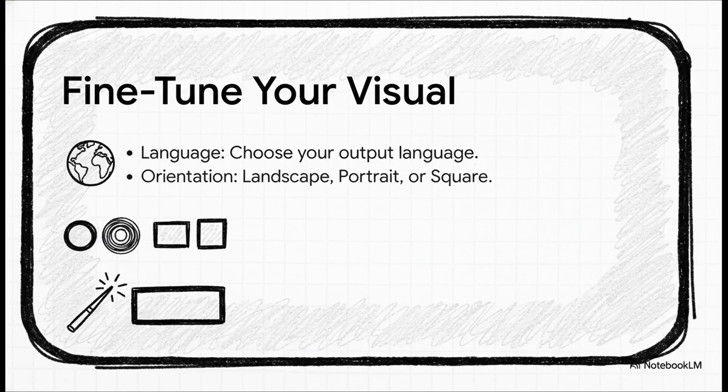And you're not just stuck with whatever it gives you, you actually have a lot of control to fine-tune the final product. You can change the language, switch the orientation between landscape, portrait, or square for social media. You can even give it custom prompts to tell the AI exactly what you want it to focus on.